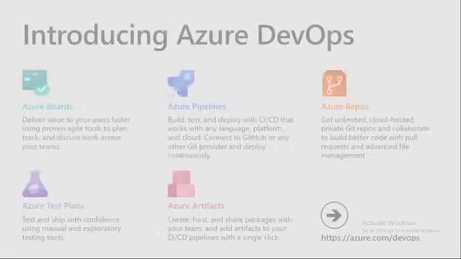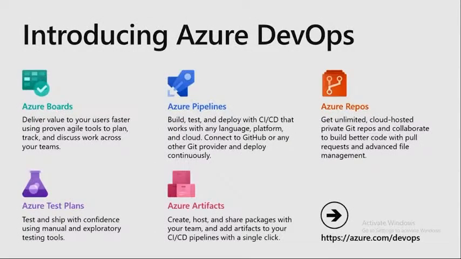And when it comes to Azure DevOps, generally Azure DevOps is a combination of 5 components: Azure Boards, Azure Pipelines, Azure Repos, Azure Test Plans, and Azure Artifacts. Generally, if you want to build a project, we need these 5 tools.